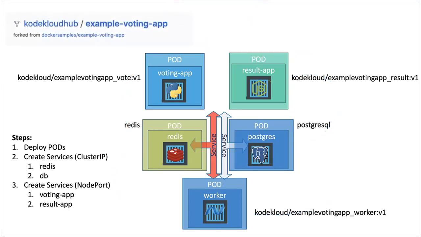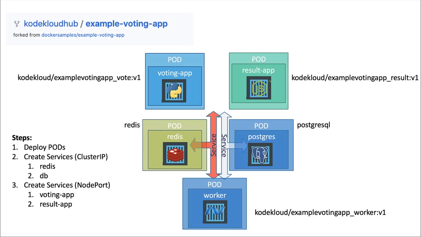Now, before we get started with the deployment, note that we will be using the following Docker images for these applications. So these images are built from a fork of the original developed at the Docker samples repository. The image names are codecloud/example-voting-app-vote with a tag of v1, and then again worker v1, result v1.